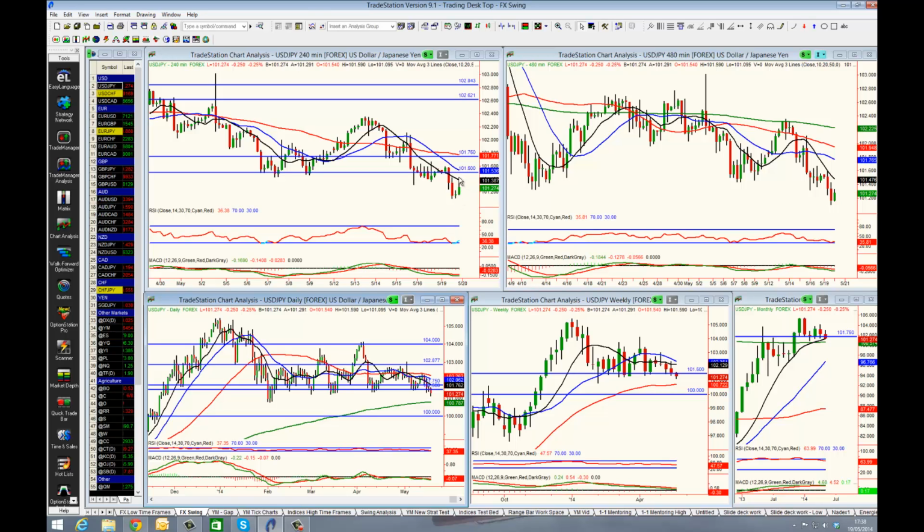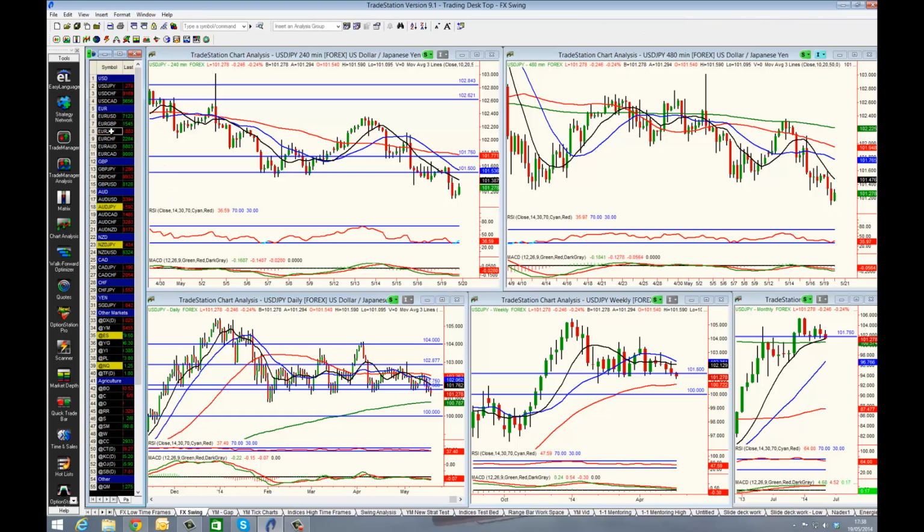So what I'm looking for is opportunities around this area, to see whether this level is going to hold, and trading this market back down, heading towards that parity level. Other markets that I'm looking at here is Euro Yen.